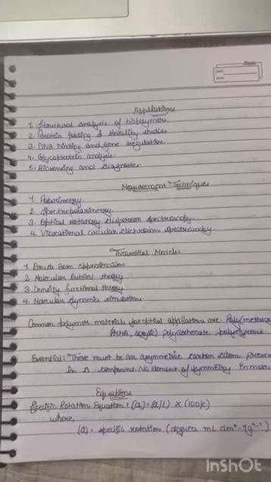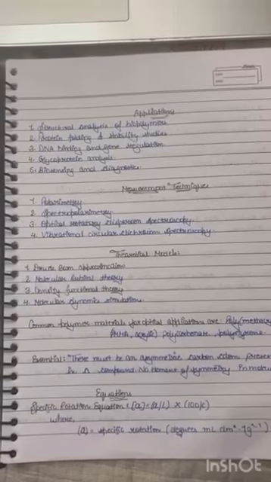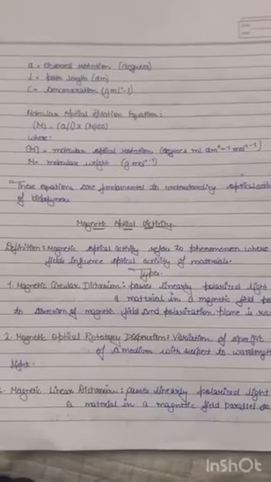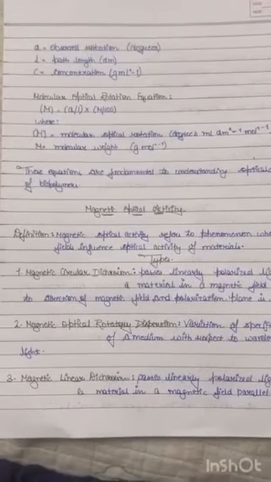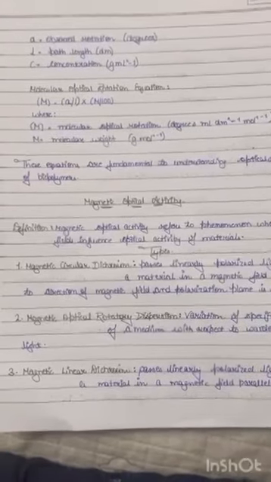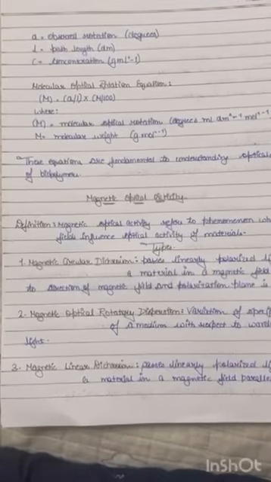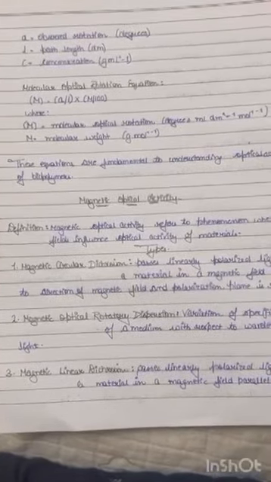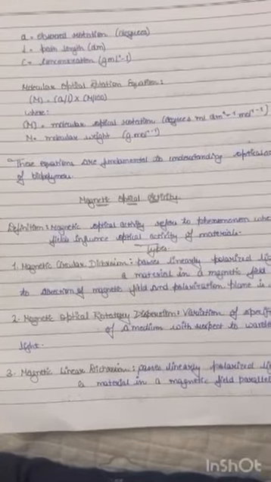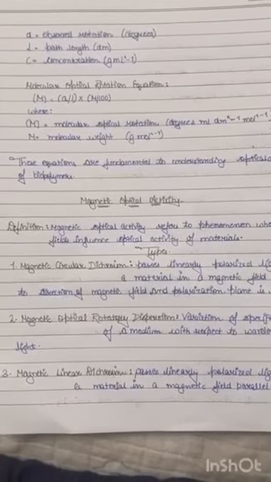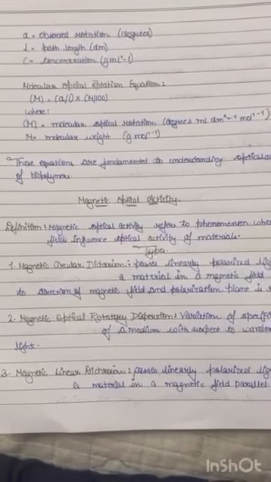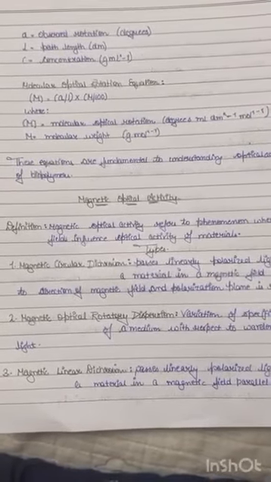There are some equations: the specific rotation equation, where A stands for observed rotation in degrees, L is path length, and C is concentration. The molecular optical rotation equation, where M is molecular optical rotation and the other M stands for molecular weight. These equations are fundamental to understanding optical activity of biopolymers.